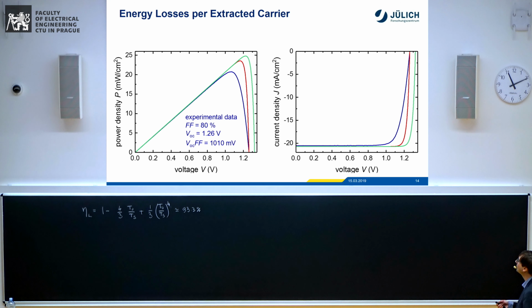So what you see are two graphs now. On the left, you see power density versus voltage. On the right, you see current density versus voltage. And the blue one is the experimental data for the downsweep, which gives you these numbers here. And the red would be, let's assume the fill factor was perfect. Yeah. And the green is, let's assume the VOC was perfect. Yeah. And the perfect always means Shockley-Queisser limit. For all the other parameters, the same.